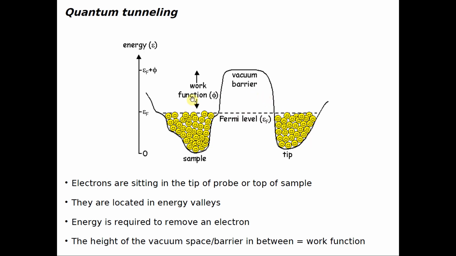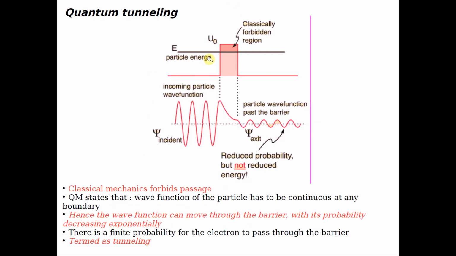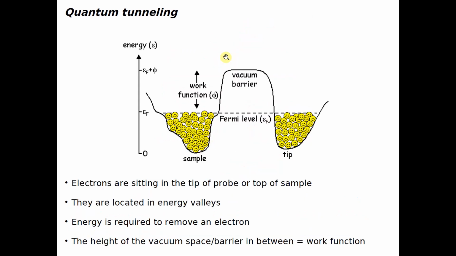So if that has to happen, then the work function of the electron should exceed the vacuum barrier. Let's try to understand this in terms of classical mechanics. Classical mechanics doesn't actually allow this to happen. Electrons are very small fellows. You know the mass of an electron, 9.1 × 10^-31 kilogram. They are not energetic enough to jump such a gap. So classically it is not possible.